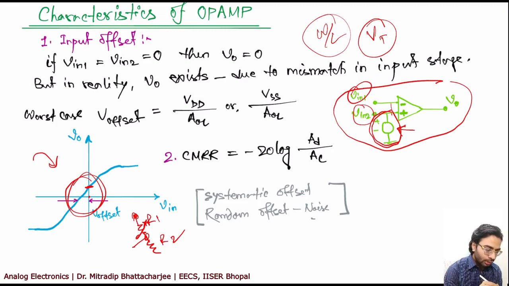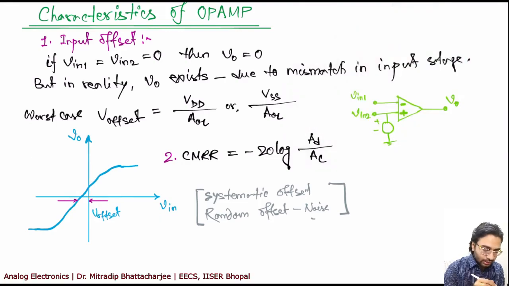So if you see the plot, what will be the worst offset possible? The worst offset possible will be the highest output divided by AOL. Output by gain is actually your input, because if you look at the equation, V out is equal to gain into V in. This is what we know. Your V in multiplied by gain is your V out. So your V in will be V out by gain.